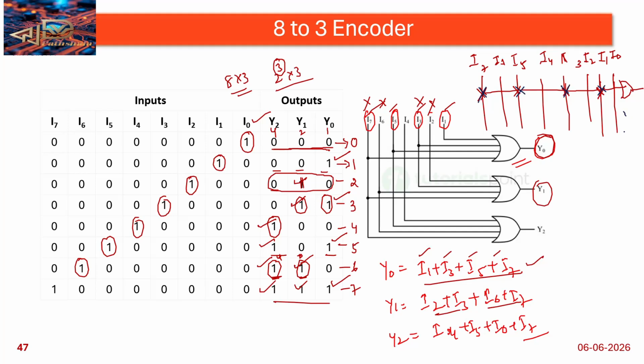And take another OR gate here. Draw another line, and then for I2, this is the Y0 output, and then Y1. What are the inputs we need to select? 2 and 3. Select 2 and 3 continuously, and 6, 7. This is 6 and this is 7. In this way, we can connect. Oh yes, this is good.